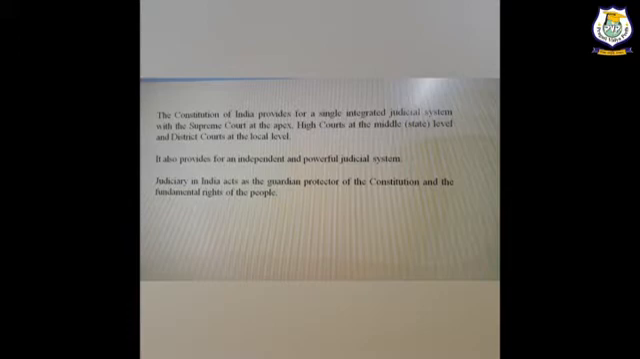The Constitution of India provides for a single integrated judicial system with the Supreme Court at the apex, High Courts at the middle level, and District Courts at the local level. It also provides for an independent and powerful judicial system. The judiciary in India acts as the guardian and protector of the Constitution and the fundamental rights of the people.